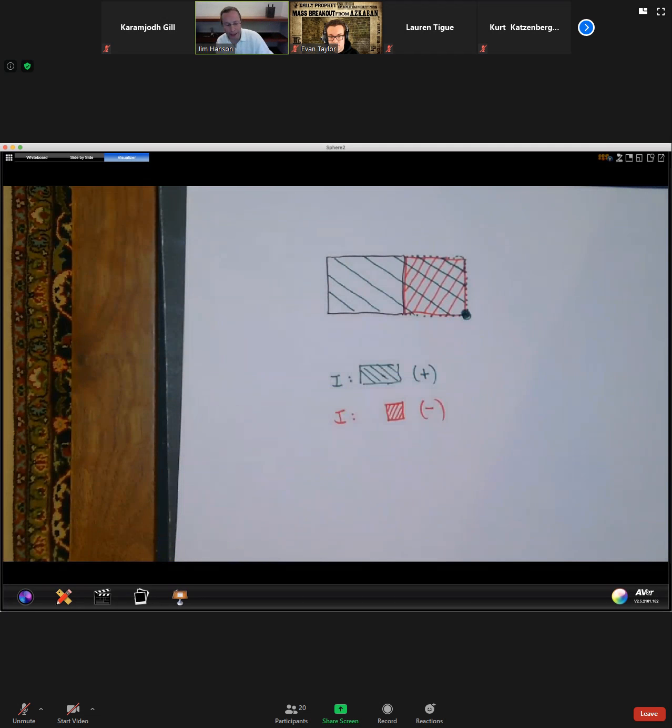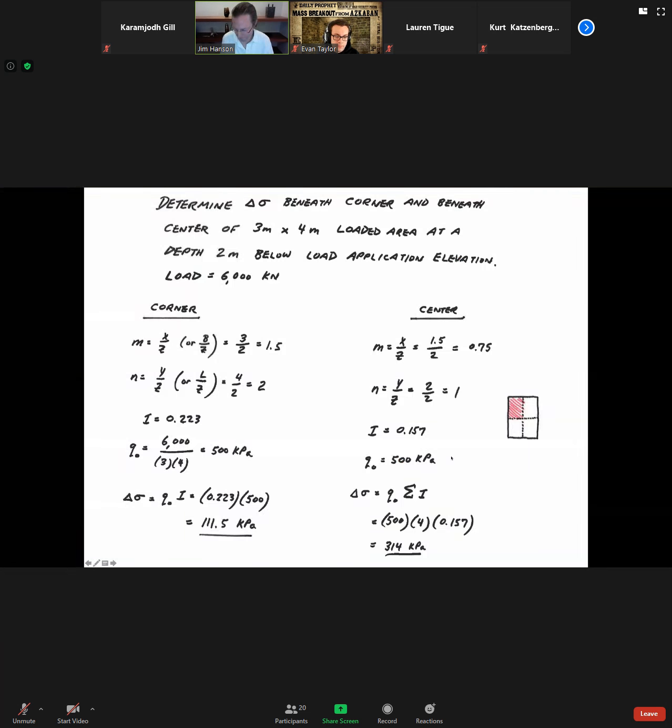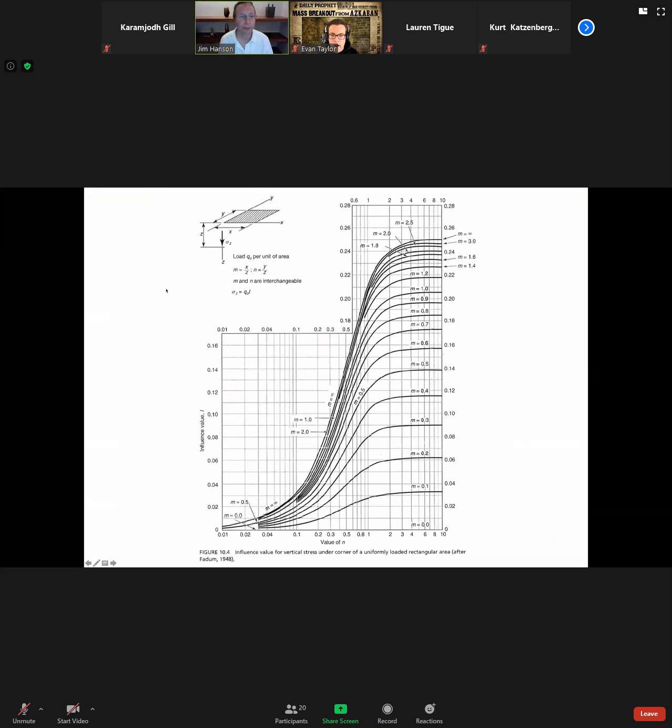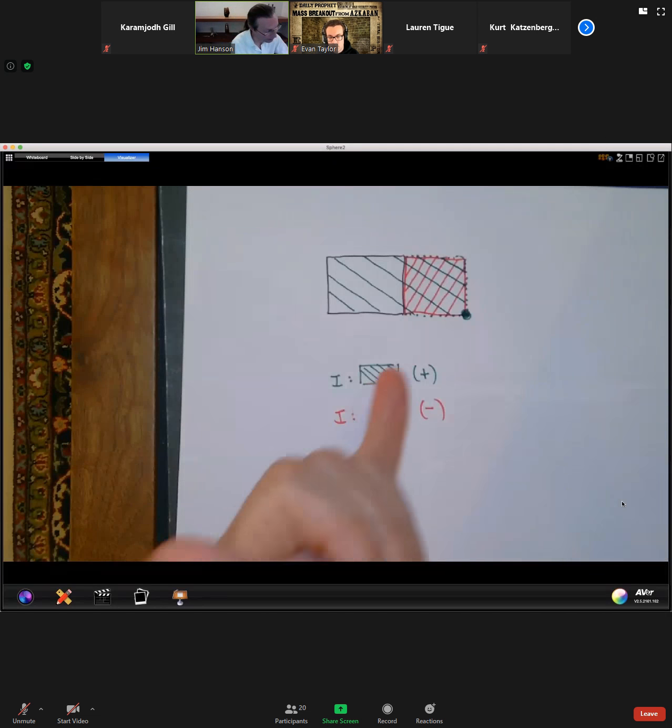So each time that we enter the table, I'll come back to this slide in just a minute. Each time that we enter the M and N chart, we would be in fact adhering to the rules for using this chart. We are determining the vertical stress under the corner of a uniformly loaded rectangular area. So we're fine. We can charge on and use the chart in that manner. And it's a matter of simply having that subtracted off.